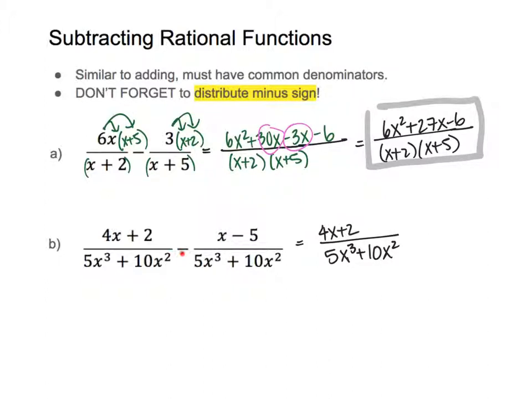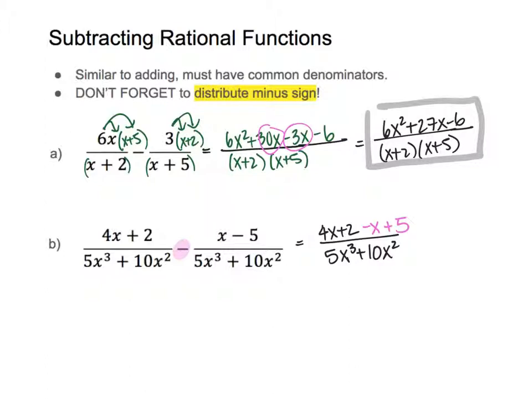But then I have a minus sign here. I'm going to highlight that actually. Because I have a minus sign, I need to make sure I distribute this negative sign to each term in this numerator here. So that is -x plus 5, because two negatives make a positive sign.